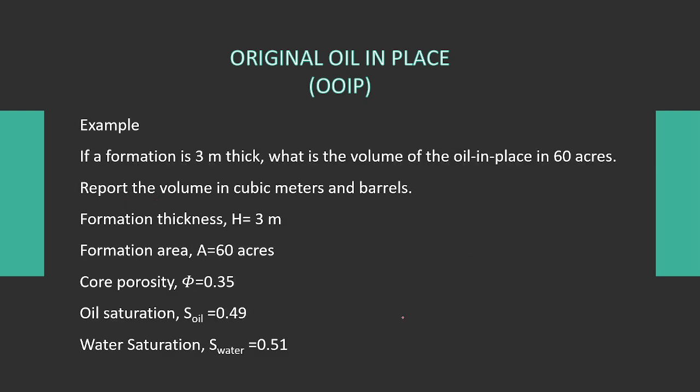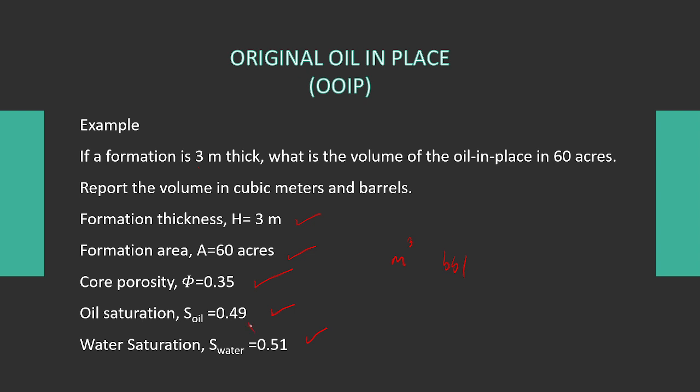So we have a very simple example here. If you're given a formation that is 3 meters thick, so that's our H, and we want to find the volume of the oil in place, and the area we've been given is 60 acres. So that's what we have here. We're told to report the volume in cubic meters and then in barrels. We've been given the porosity of the core, the oil saturation, and the water saturation.